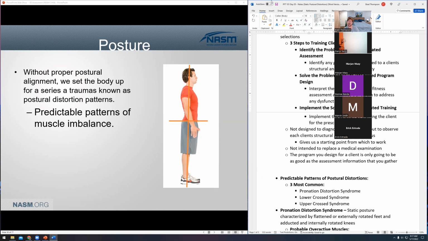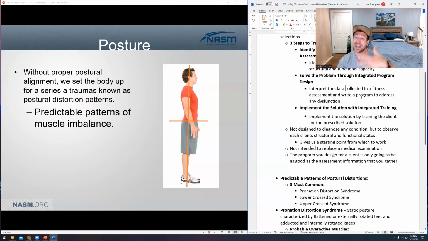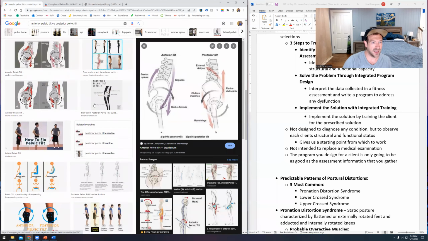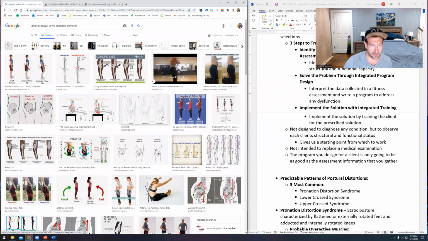So we write the program. I've written the program. That's me solving the problem. I'll implement the program in step three. We'll train it, we'll do the program, right? But step two is just solving the problem. So interpret the data that you collected and then write down a program in order to address that dysfunction. Take a look at NASM's website, or that little blog entry that we saw.